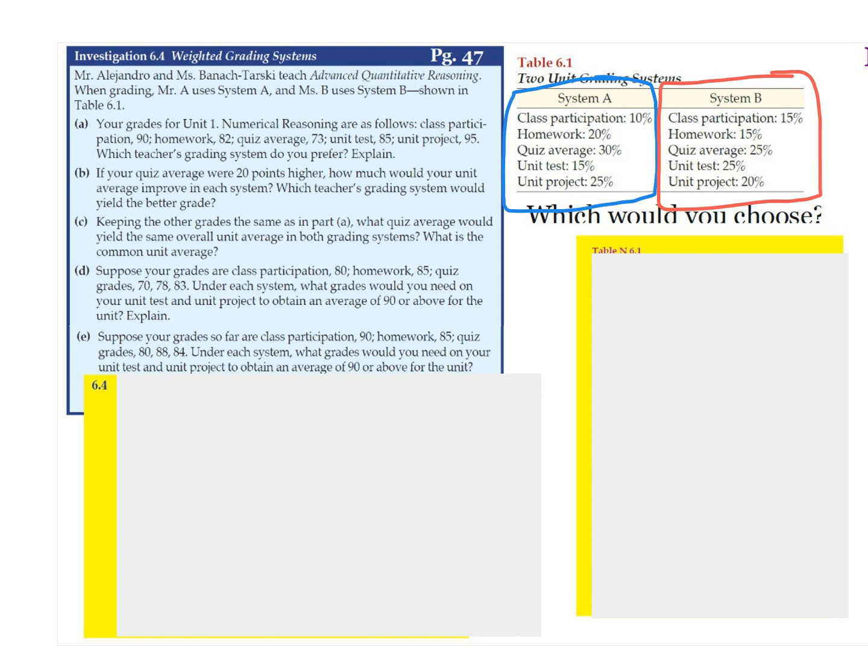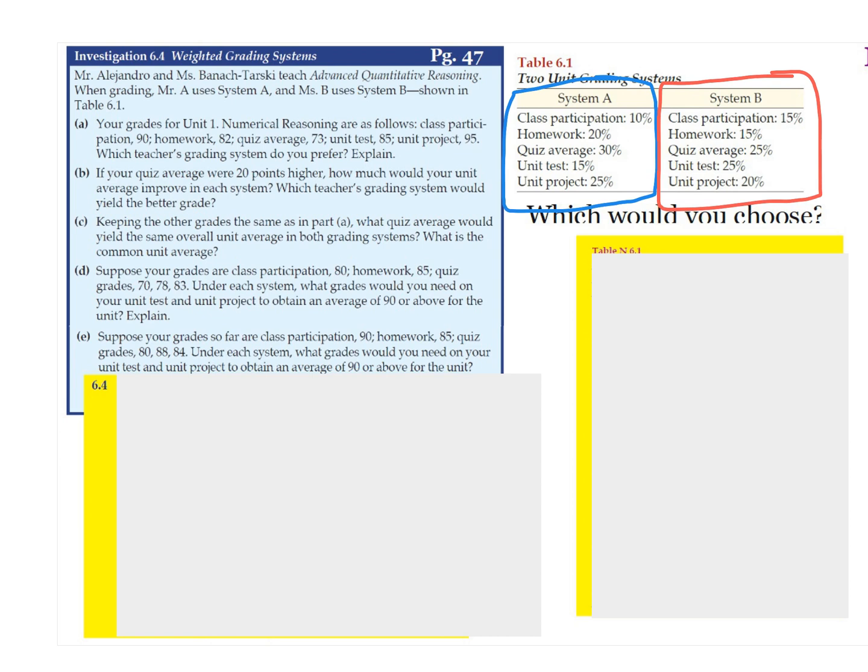You're going to answer the questions for A, B, C, D, and E. On Part A, your grades for Unit 1 numerical reasoning are as follows. Class participation, you get a 90. Homework, you get an 82. Quiz average, 73. Unit test, 85. Unit project, 95. Which teacher's grading system do you prefer?